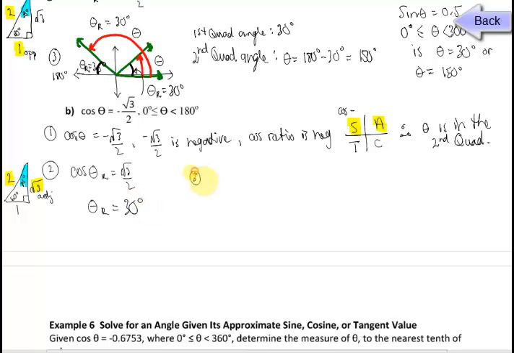Okay, so now I want to draw my angle in standard position, with a reference angle of 30 degrees. All right, so I know it's in the second quadrant. And I know that my reference angle is between the terminal arm and the x-axis.